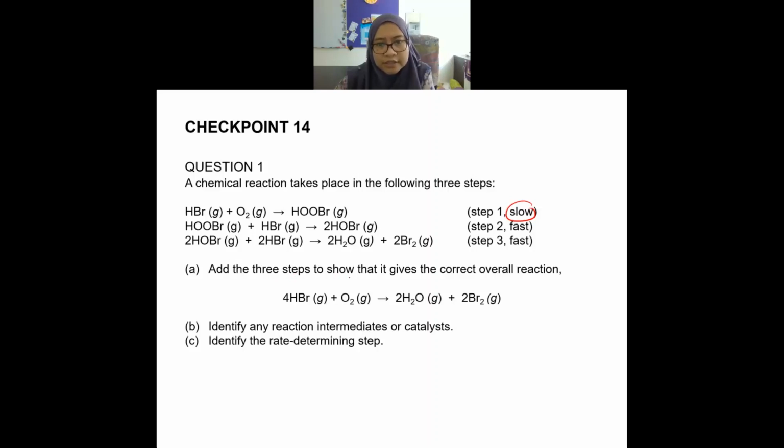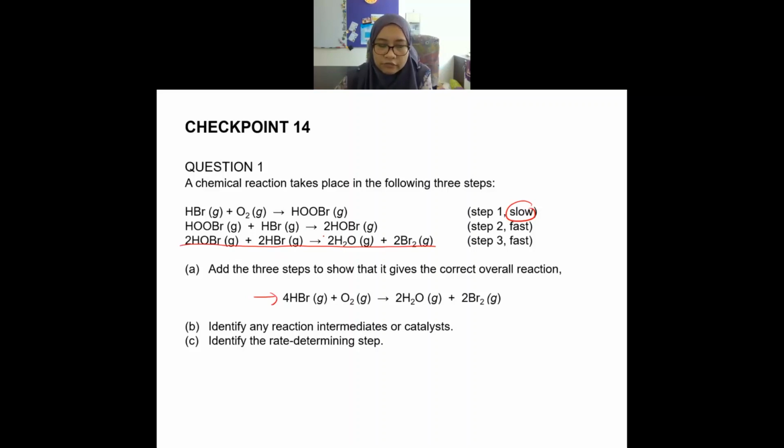Add the 3 steps to show that it gives the correct overall reaction. That seems strange. Okay, did it suddenly give the answer or what? Add the 3 steps to show that it gives the correct overall reaction. Is this the answer? Okay, so you have to add all these 3 steps to produce the overall equation. Okay, right, to produce the overall equation.